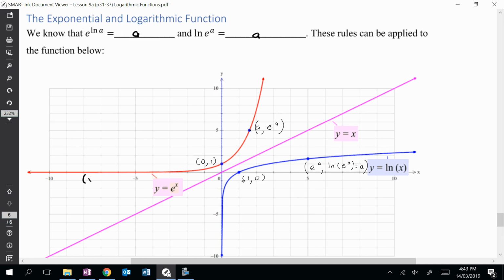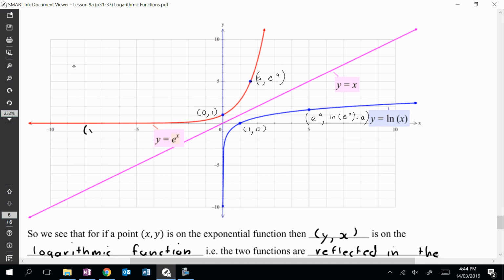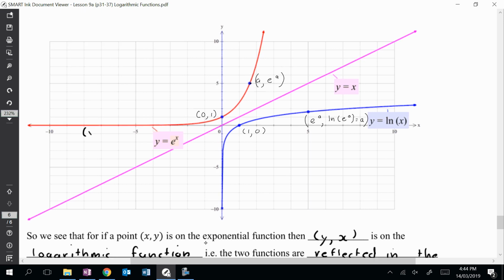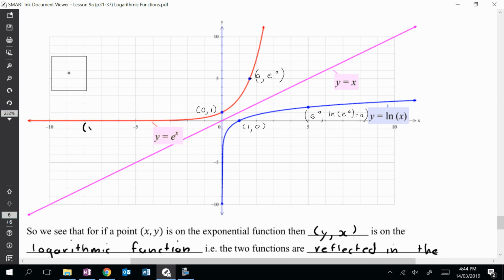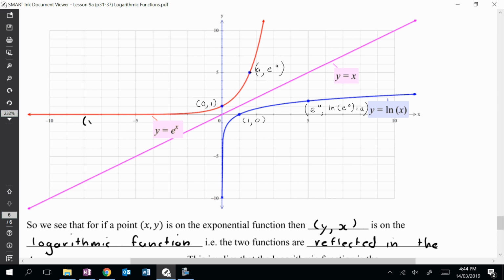And so we can see that for every point on the log function, there'll be a similar point on the exponential function that is just the reverse of the two coordinates. So for this point, (e to the a, a), there's another point on the exponential function, (a, e to the power of a). We saw that occurred here. This was (1, 0), and this was the same point with the two coordinates reversed. So for a point (x, y) on the exponential function, there's a point (y, x) on the log function. And the two functions are reflected in the line y equals x.